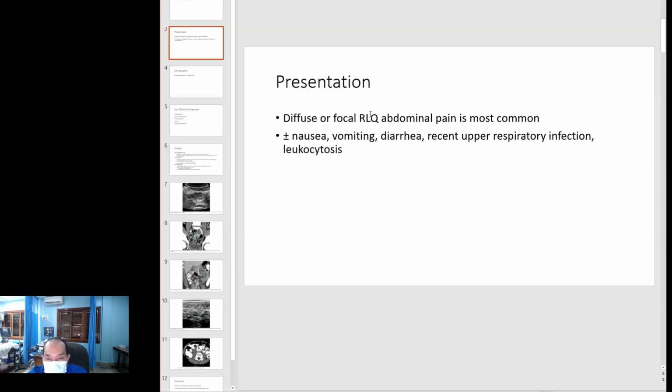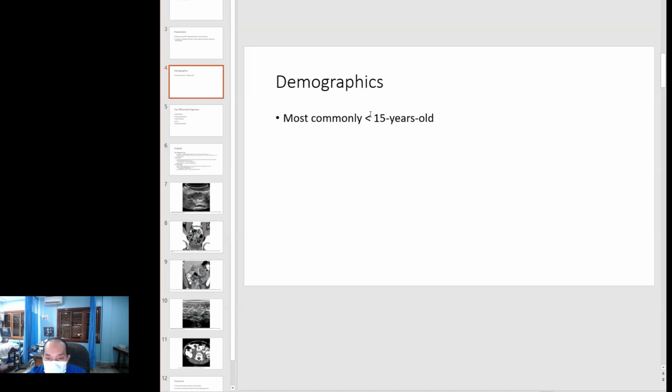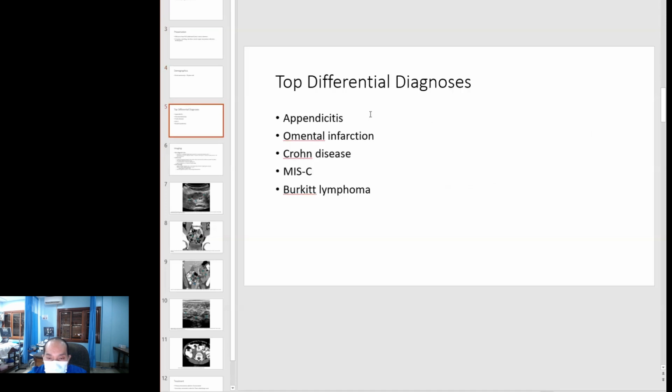Presentation: acute focal right lower quadrant abdominal pain is most common, plus or minus nausea, vomiting, diarrhea, recent upper respiratory infection, leukocytosis. Demographic: most commonly less than 15 years old.